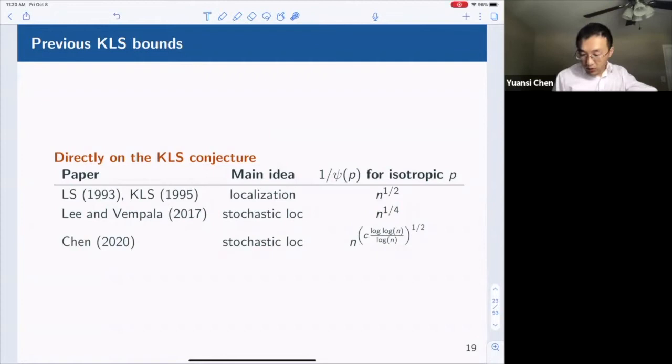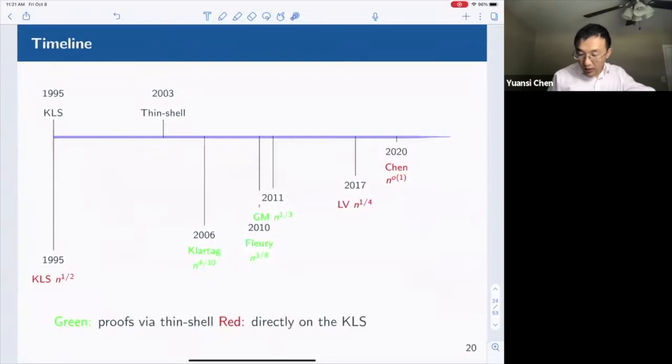Since this quantity, log log n divided by log n, goes to zero when n tends to infinity, you can see that if n is large enough, this rate is better than any n to the alpha rate. But we don't prove a constant. We don't completely resolve the KLS conjecture. It's just almost a constant when n is large.